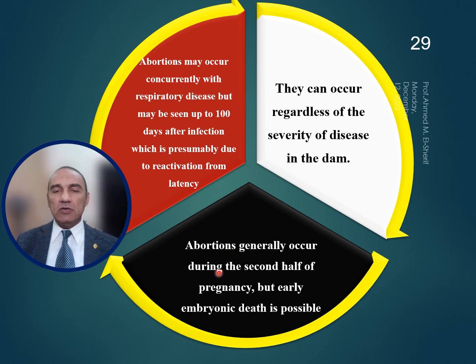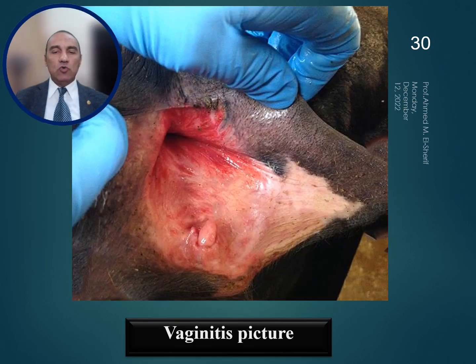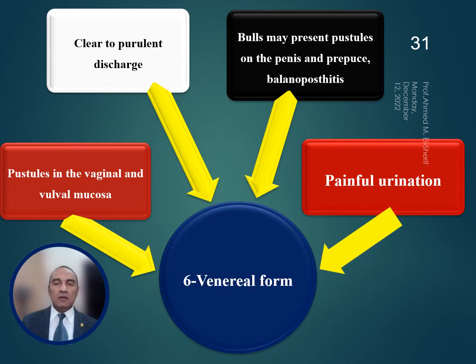Abortions generally occur during the second half of pregnancy at 6 to 8 months, but early embryonic death is also possible. A figure showing vaginitis in a cattle infected with bovine herpesvirus subtype 1.3.